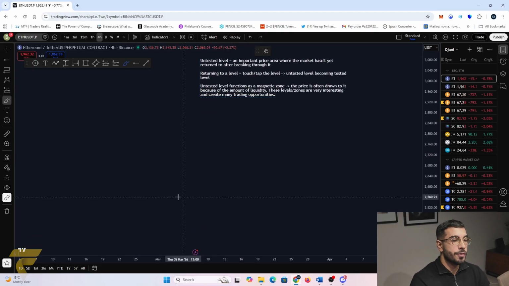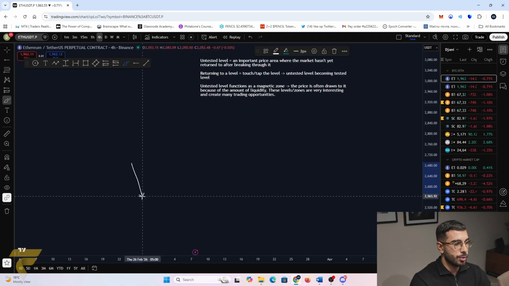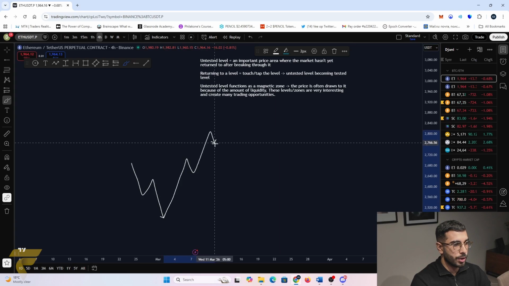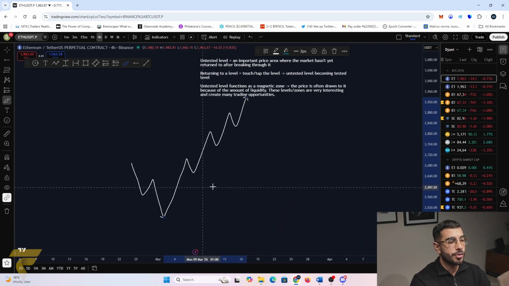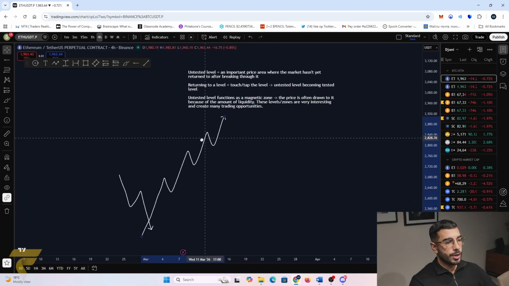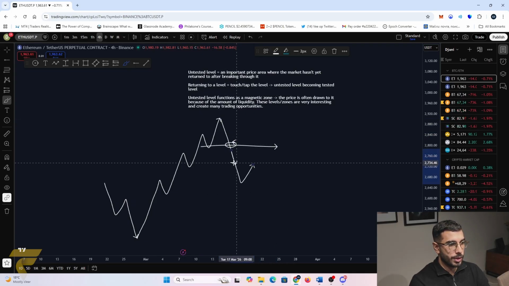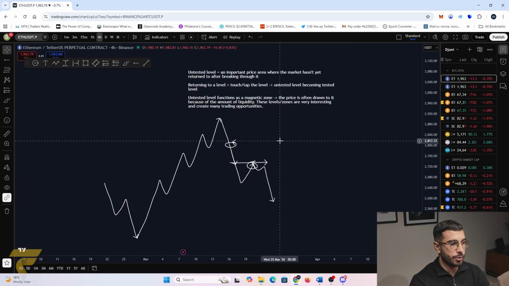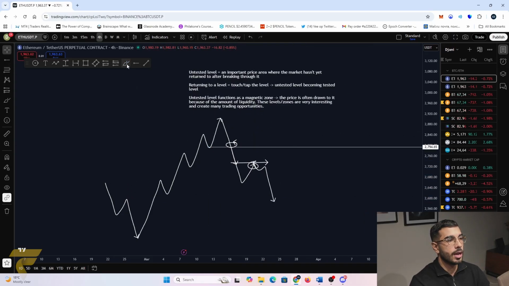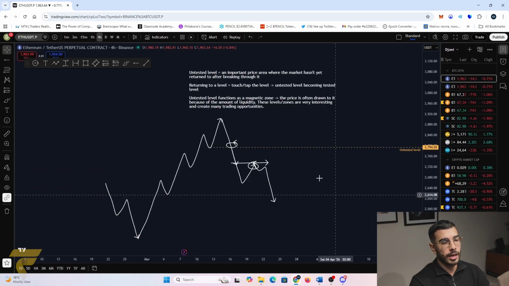And again, if I want to visualize an untested level, we can create untested levels on the way up. So for example, whenever we create levels, we go up, we go up, we go up, but we never really test levels back. Okay, that's something that you need to understand. Boom. So we break through a level. This is supposed to be an important level, but we never really touch this level. So this is what we can consider to be an untested level. Okay, I will just give this a different color.